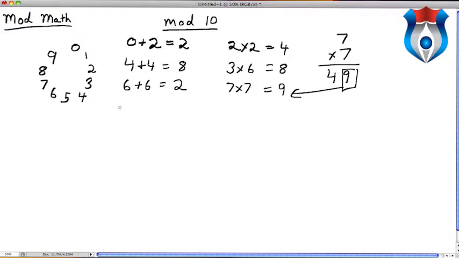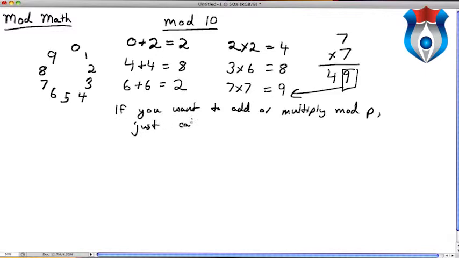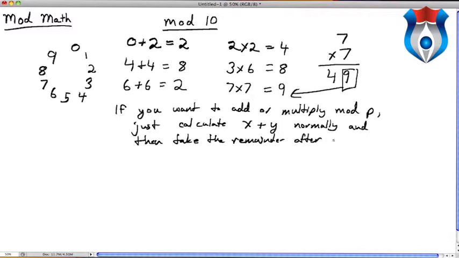So what is the rule? Basic rule is like this. If you want to add or multiply mod something, say p, just calculate x plus y normally, and then take the remainder after dividing by p.